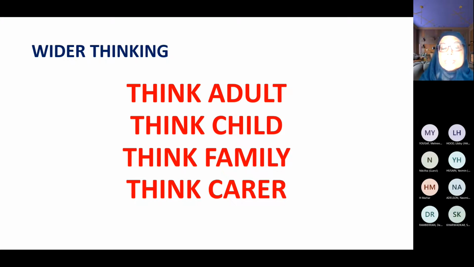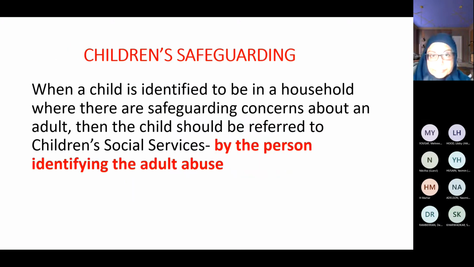And then think carer. Some adults, even if they've got care and support needs of their own, can sometimes still be carers for their elderly parents who've got dementia, or they may have an adult child who's got a learning disability, or vulnerable adults that they might be carers for. So we need to be asking those questions as well. Do you have any caring responsibilities for anybody within the family or outside of the family?